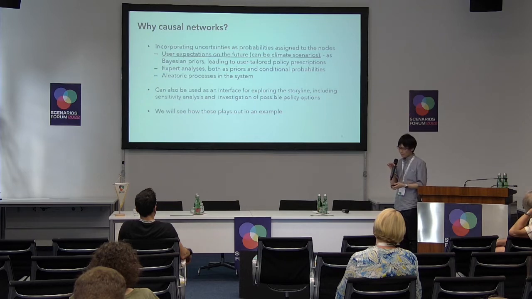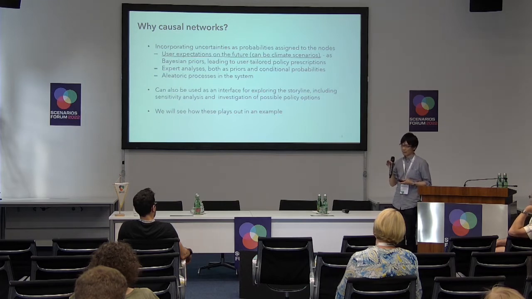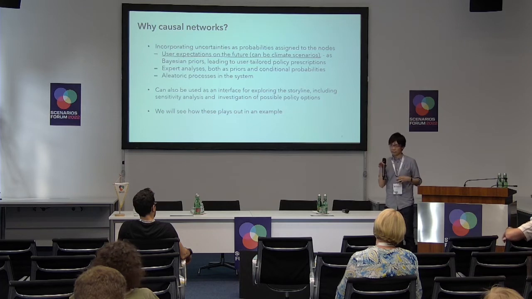Another reason we might want to use causal networks is that, as I said, these represent causal relationships, so the causal structure of the storyline becomes apparent in the network. So causal networks can be used as an interface to explore the storyline with stakeholders and policymakers. They can be used in sensitivity analyses led by stakeholders, and also to investigate possible policy options that could enter the storyline, by using causal networks with stakeholders and policymakers.